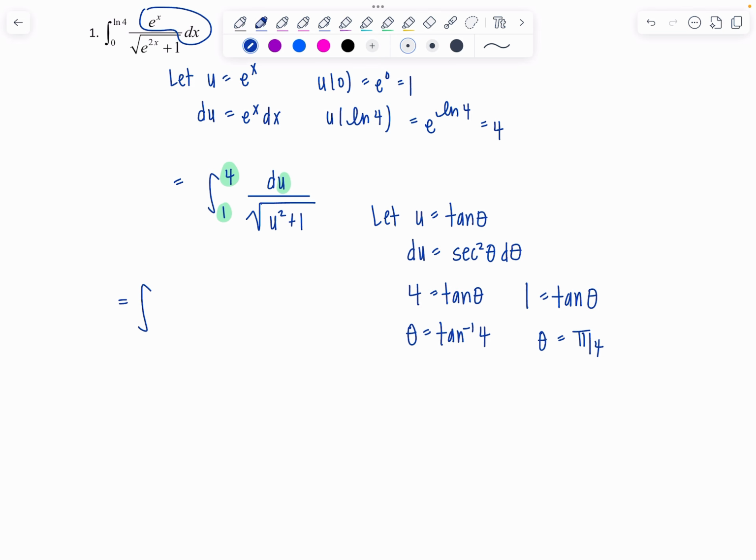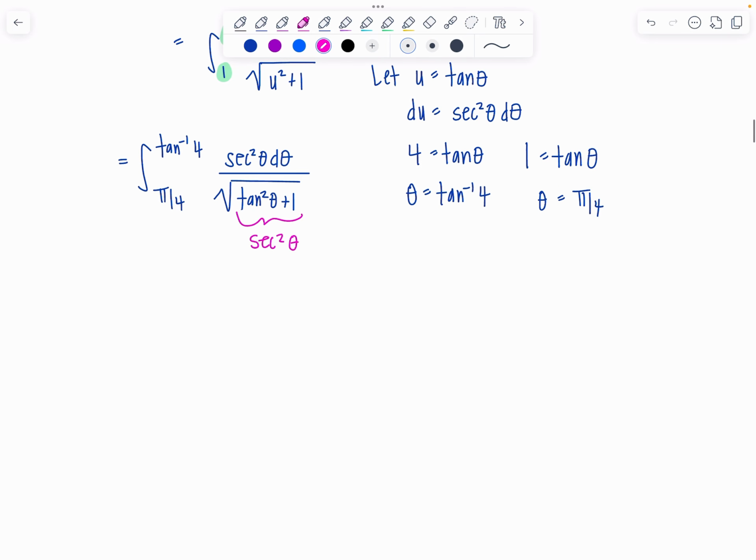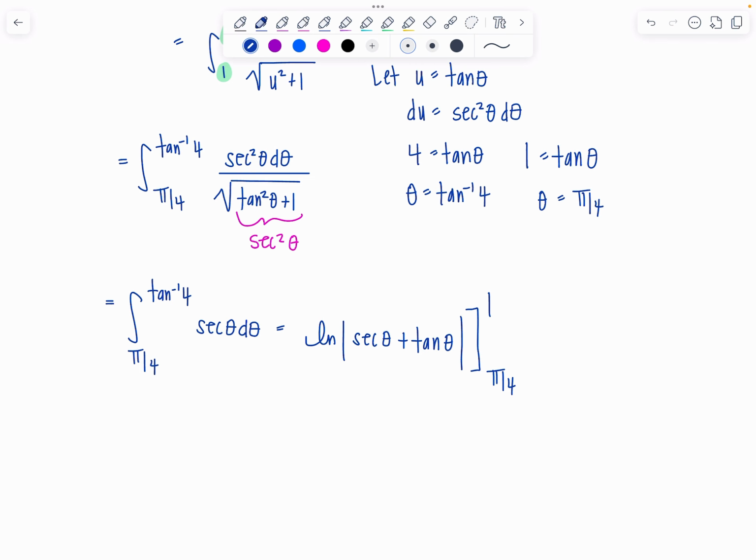So my new integral becomes the integral from pi over 4 to tan inverse of 4. And then du in the numerator, that's secant squared theta d theta, over the denominator is going to be square root of tan squared theta plus 1. Well, we know we're going to replace that with secant squared theta. Taking the square root of it means it's just secant theta, technically absolute value, but we restrict where theta is, so we don't have to worry about the absolute value. So then all we're left with now to integrate is secant theta d theta. So that antiderivative is ln, absolute value of secant theta plus tan theta. And we're evaluating it from pi over 4 to tan inverse of 4.